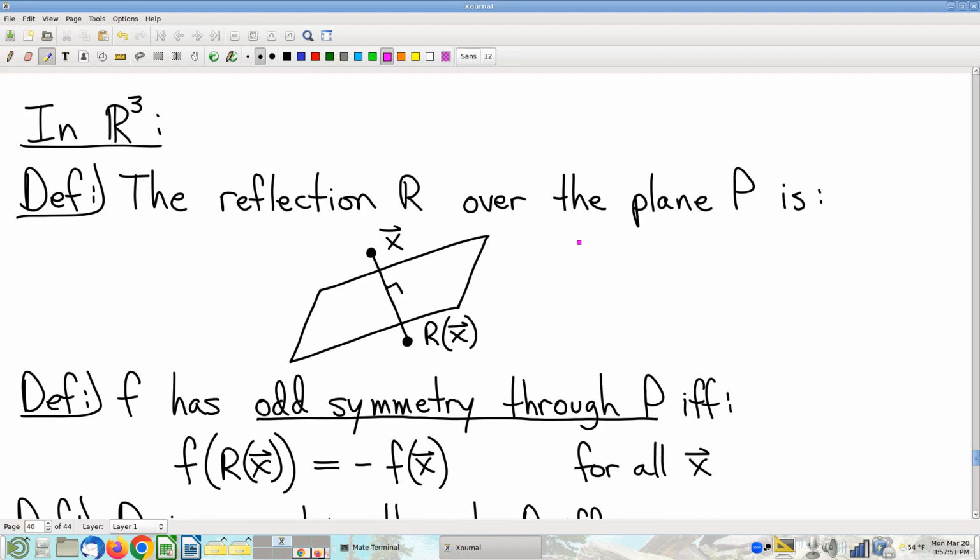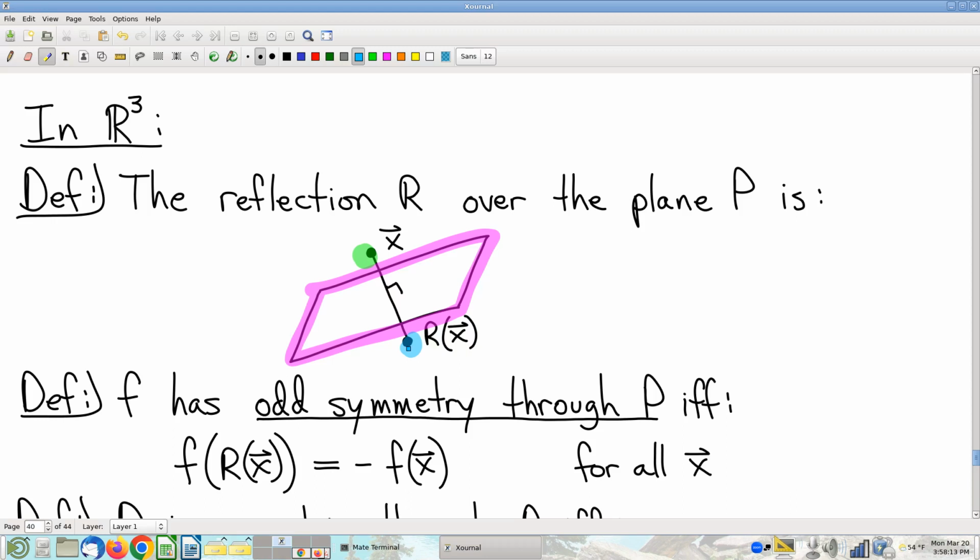Okay, 3 dimensions. It's practically the same thing. I'm going to go really quickly through this. Obviously, though, in 3 dimensions, we reflect through planes. This is how mirrors work, right? Anytime you look in the mirror, you are looking at a reflection through a plane. And here's you, and here's your reflection. It's exactly the same picture as in 2 dimensions.